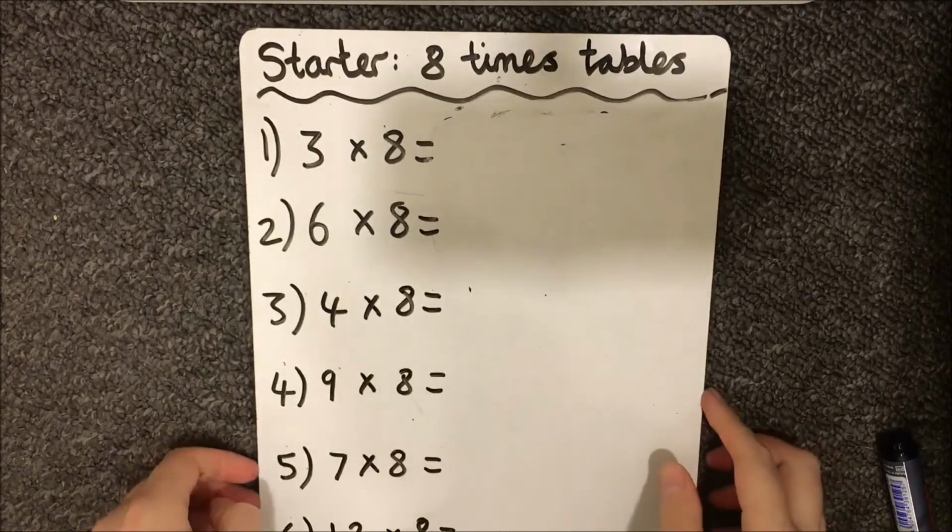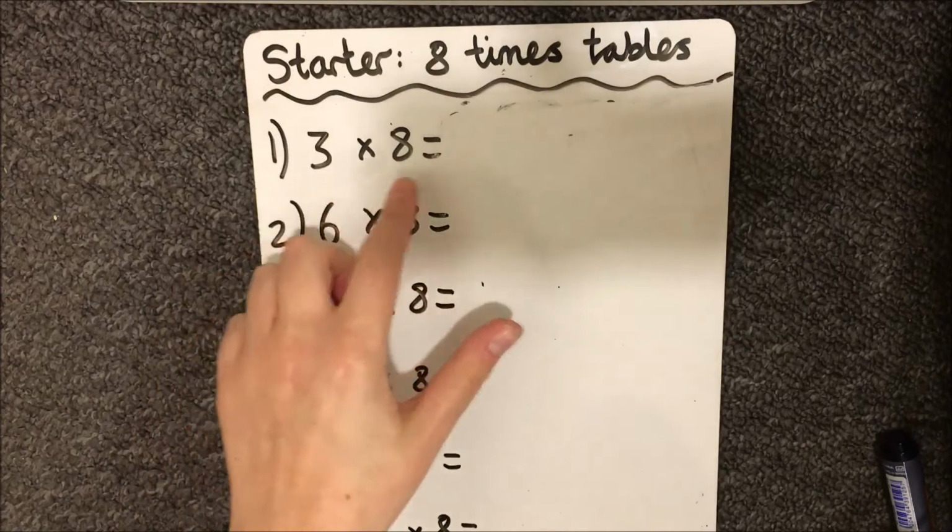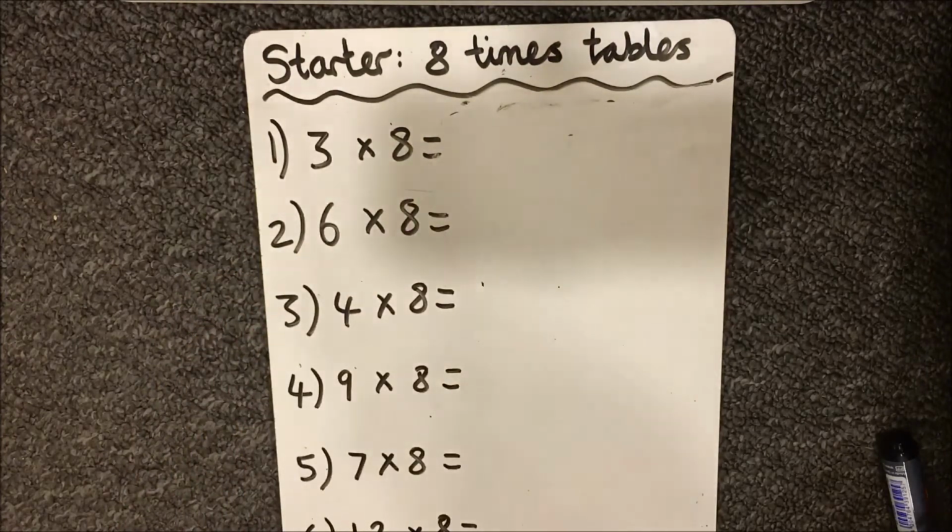To start with, we're going to be revising our 8 times table. So the first one says 3 times 8. Can you remember one of the methods we used for solving our 8 times table? The first one was the array method.